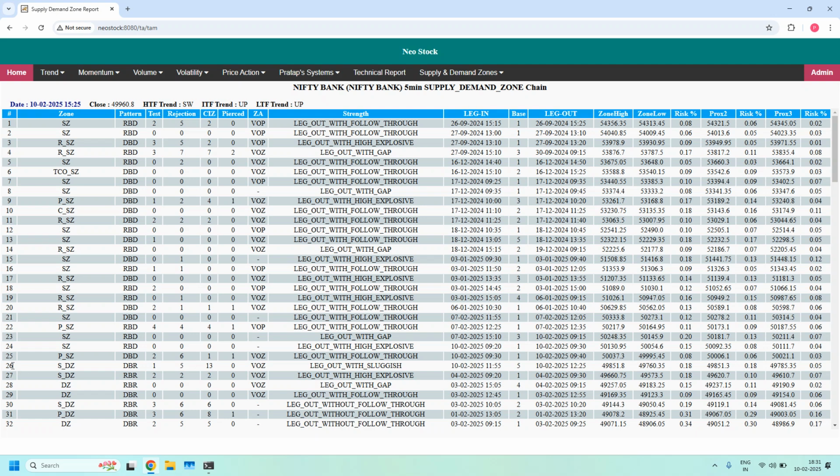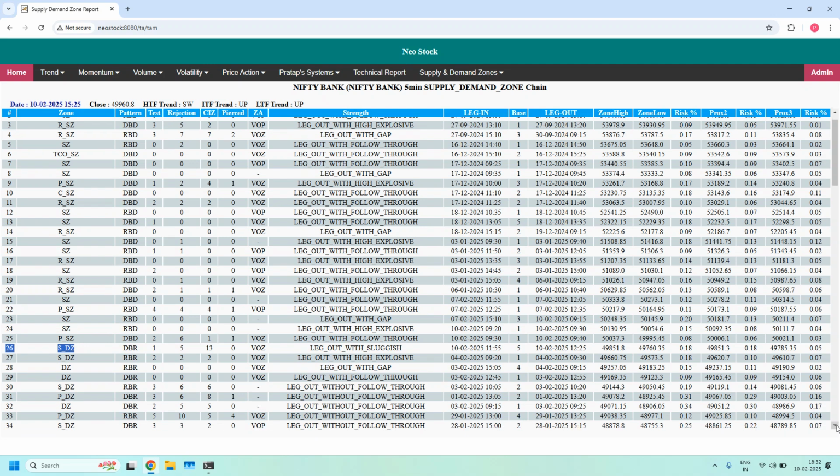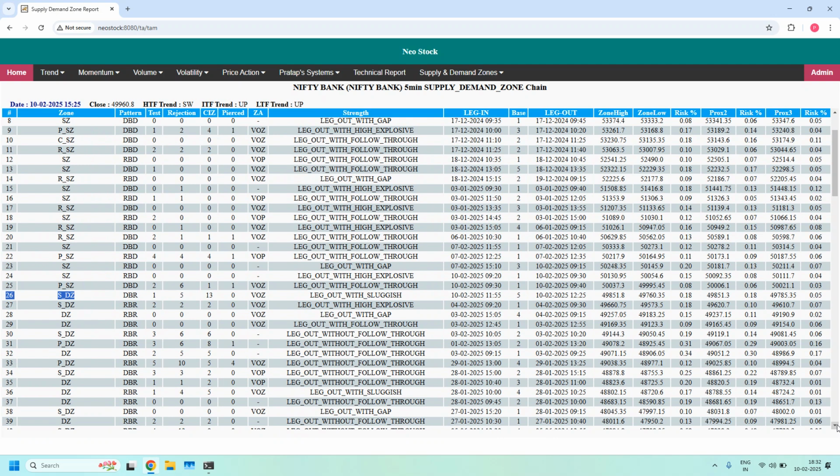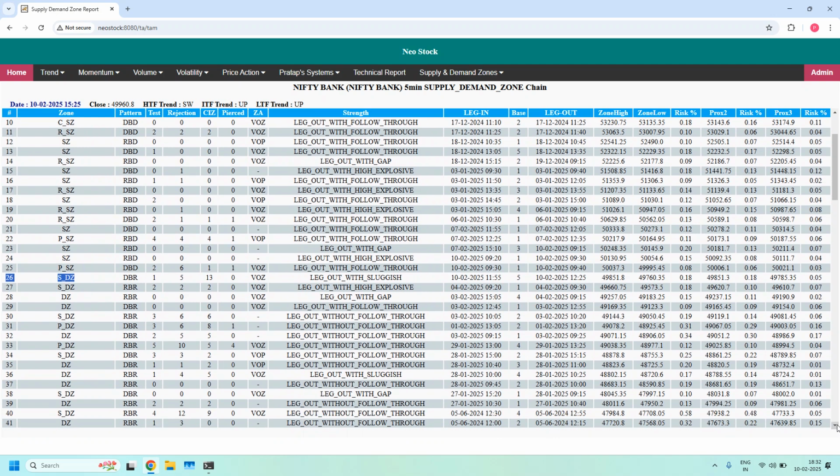The nearest demand zone for the current closing price is 26. Let me put it in the center by scrolling the list. Okay. So this is about Bank Nifty supply demand zone chain. So we have completed both Nifty and Bank Nifty.